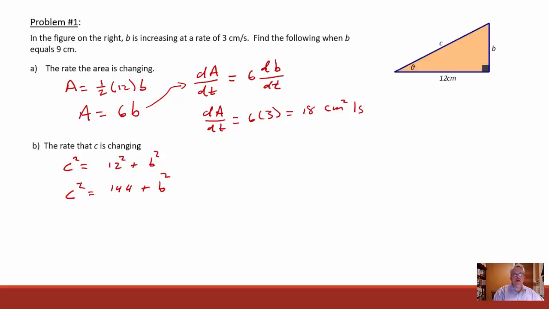So when we take the derivative of this, we get 2C dC/dt. That's using the power rule. Equals, well, the derivative of 144 is 0, plus we need the derivative of B squared. That'd be 2B dB/dt. And we see we can cancel the 2, so we forget about those. Now, we plug in things we know. We know dC/dt. No, we don't. We want to find that. We know B is 9. dB/dt is 3. We've got to find C.